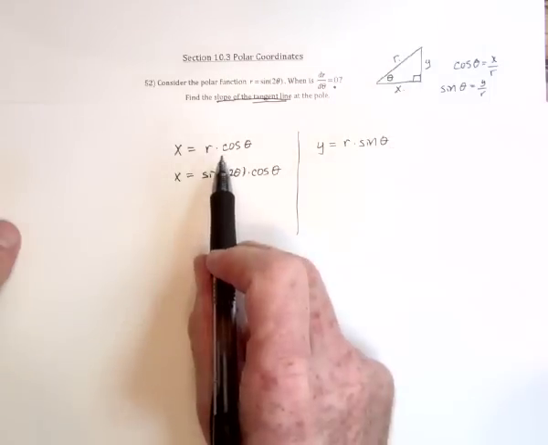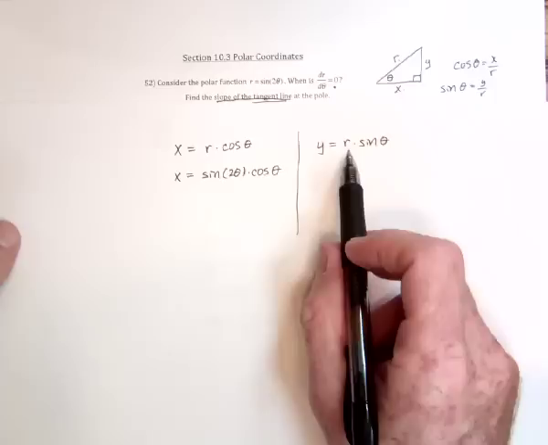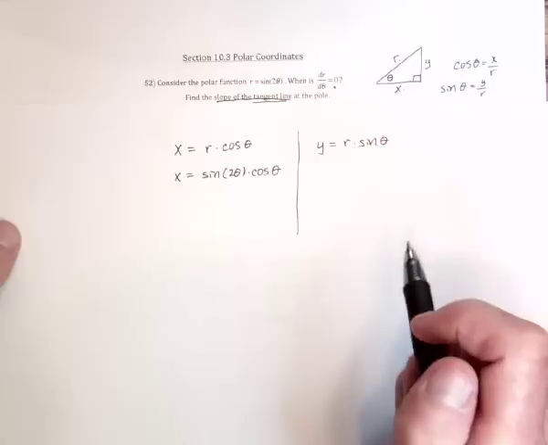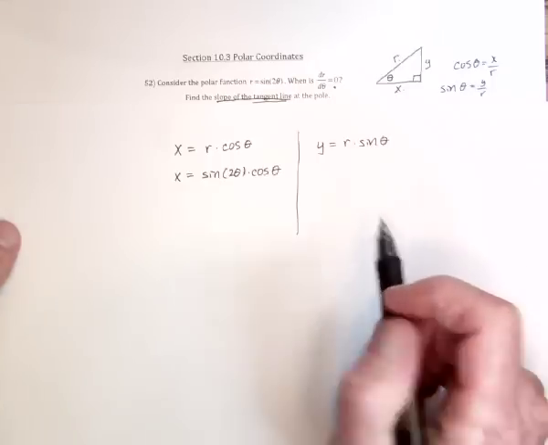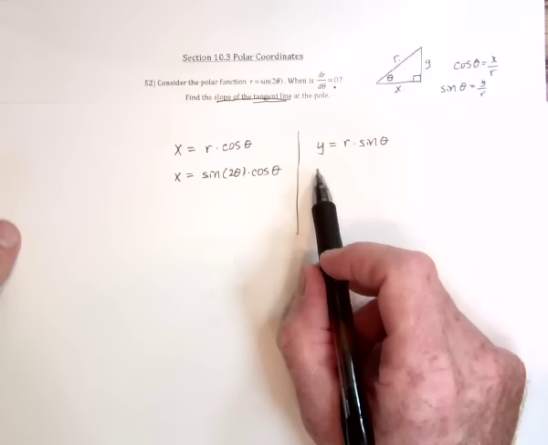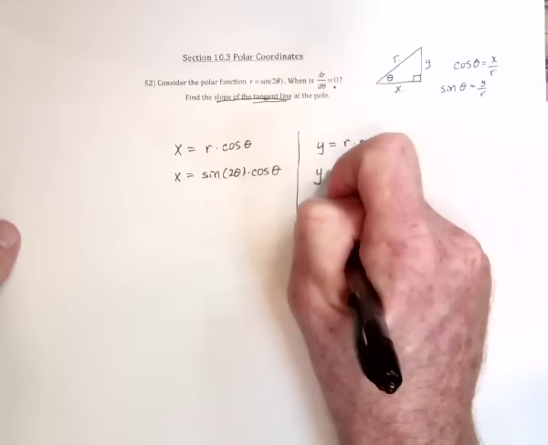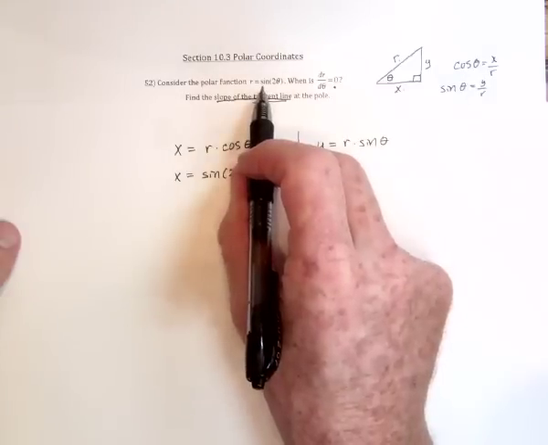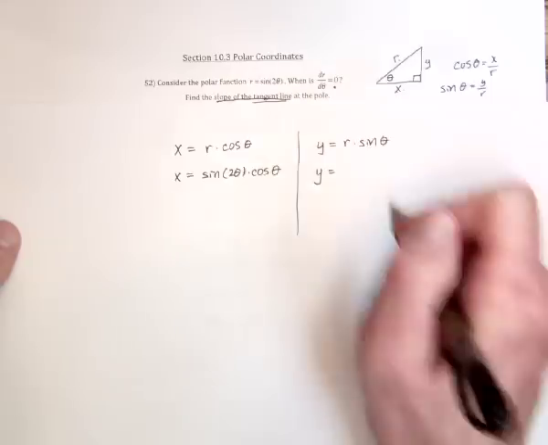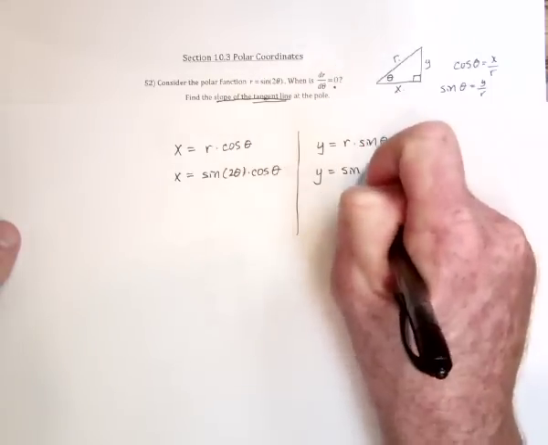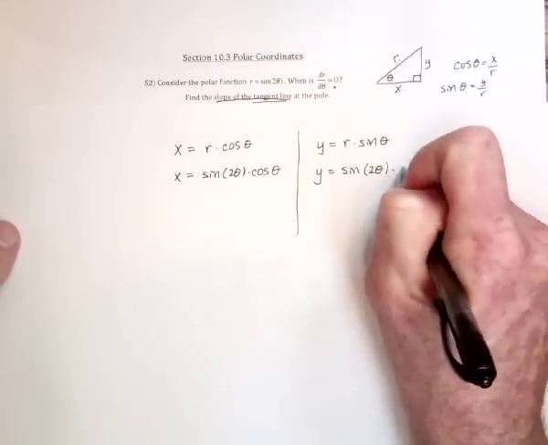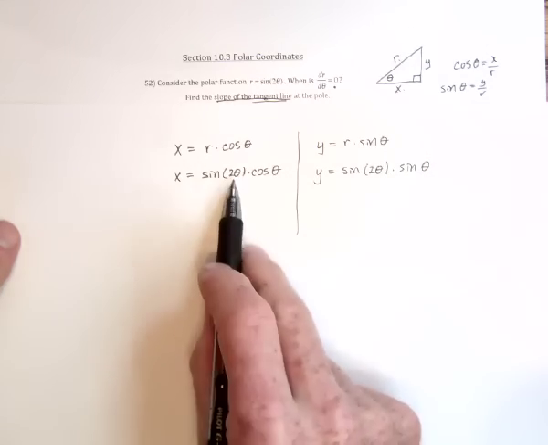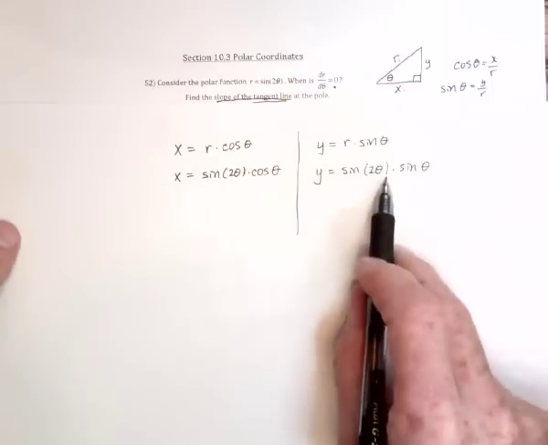Usually you end up just remembering these formulas. x is equal to r cosine of theta, y is equal to r sine of theta, because you're going to use them over and over again, especially in Math 3C. So this one, replace r with what we have for our particular function. So these are general formulas. Then you apply your particular information that here r is equal to sine of 2 theta.